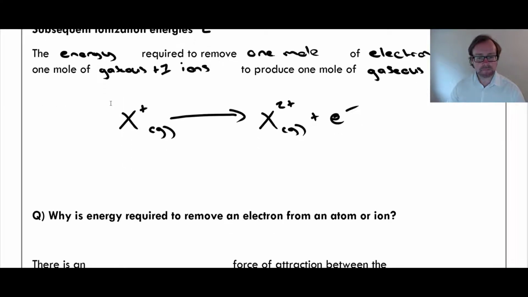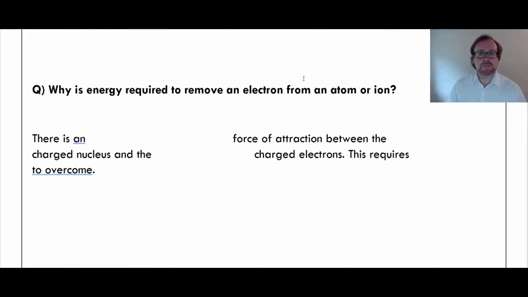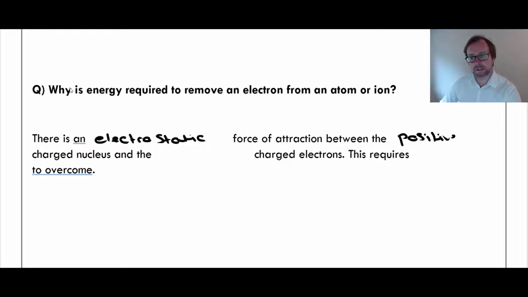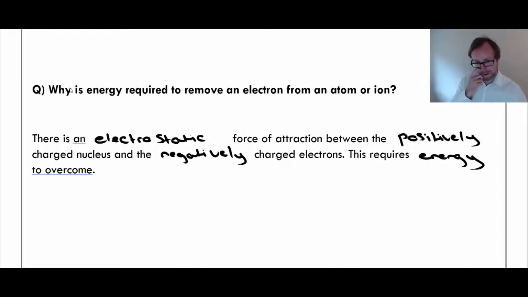Okay, so why is energy required to remove an electron from an atom or an ion? Have a think about it and then we'll go through it. I reckon you might have figured out these words. So the key words are: there is an electrostatic force of attraction between the positively charged nucleus and the negatively charged electrons. This requires energy to overcome.